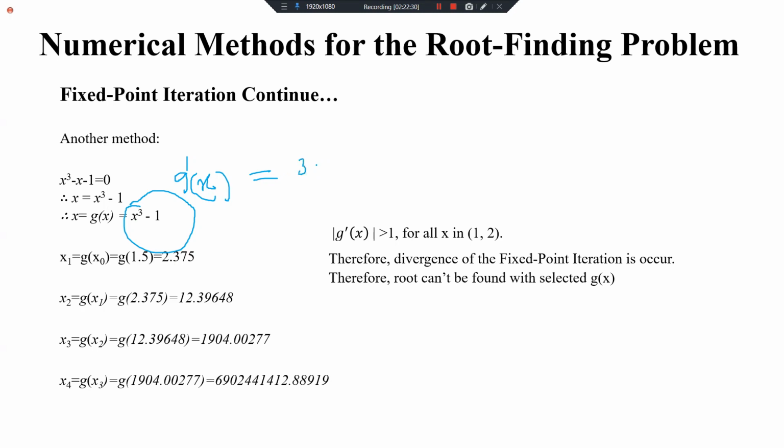It is 3x squared, no? If x is between 1 and 2, when you substitute any value between 1 and 2, your g'(x) is greater than, even if x is 1, then you have 3. So in other cases, your g'(x) is greater than 1. That is why this value is going to diverge.